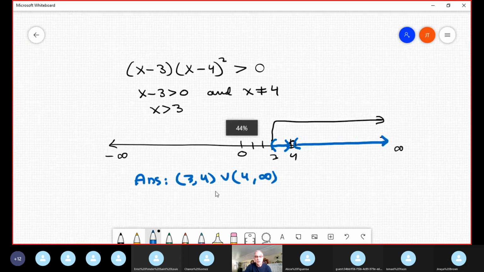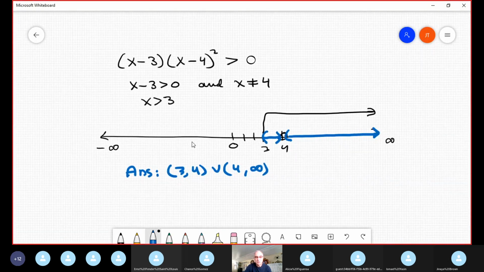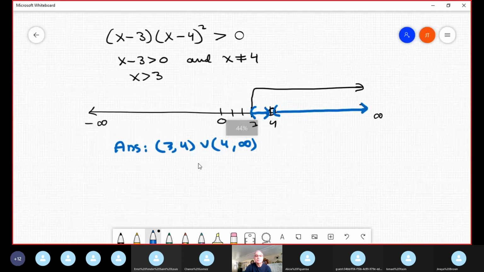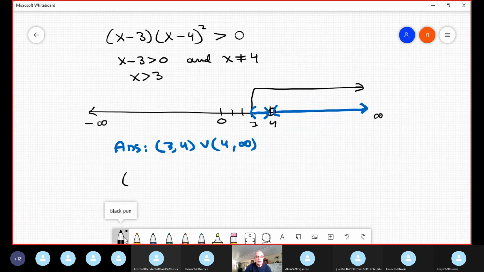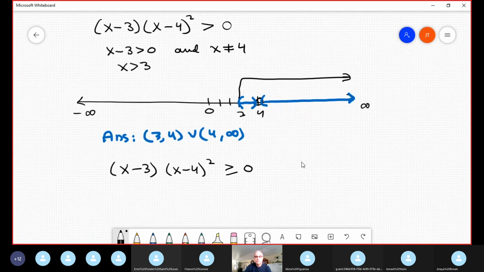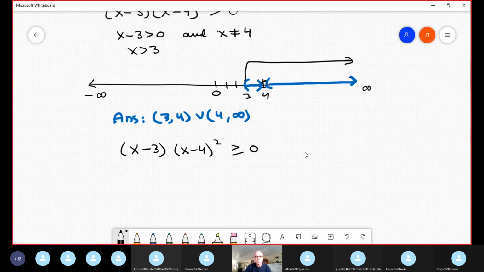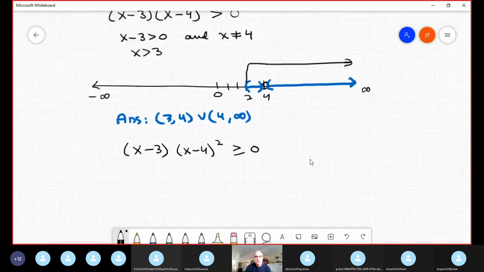Okay. Let me take advantage. I suppose you understand this very well, no? Suppose the same problem, but now it is x minus 3, x minus 4 squared greater than or equal to 0. Is this partial delete or totally delete?